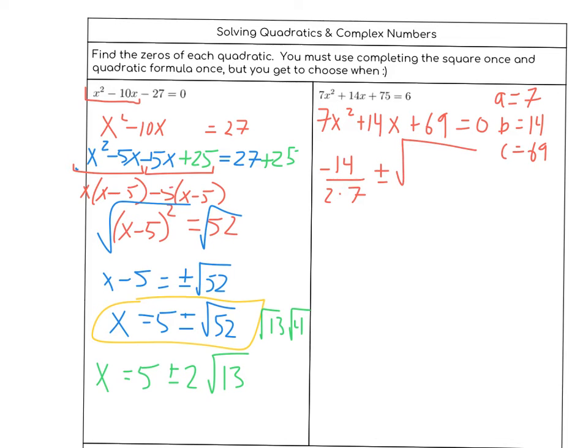B squared is going to be 14 squared. That's going to be 196. Minus 4 times 7 times 69. And that's over 2 times 7 as well. Let's simplify the stuff on the inside. Negative 14 over 14 is going to be negative 1.